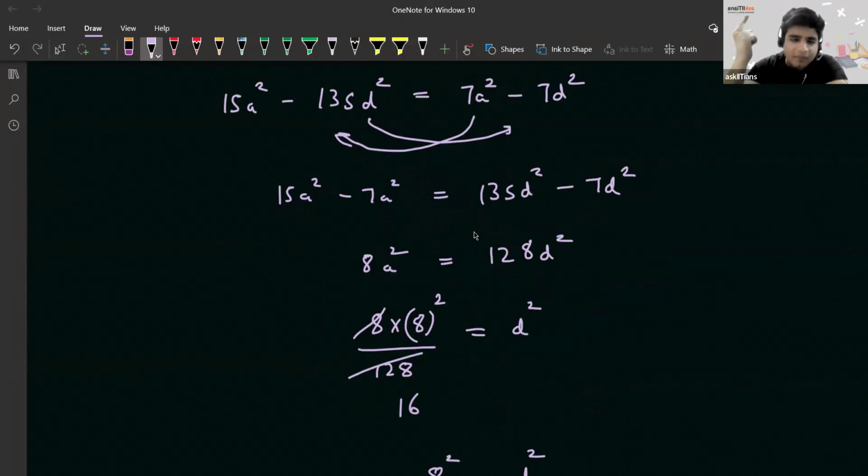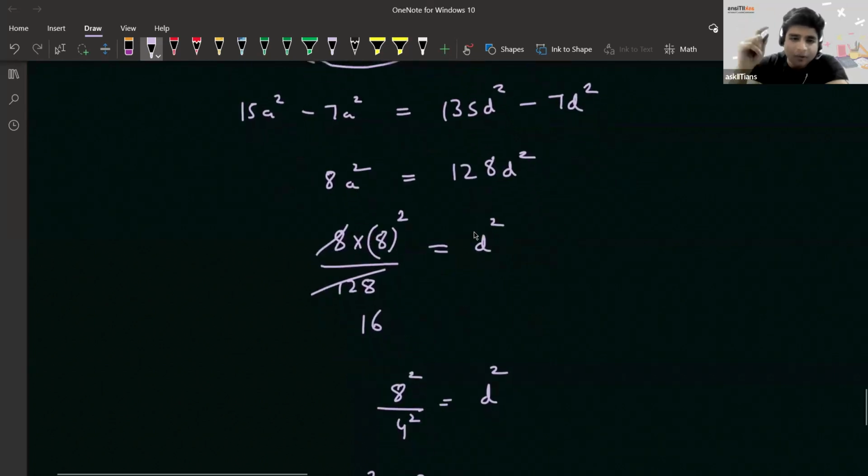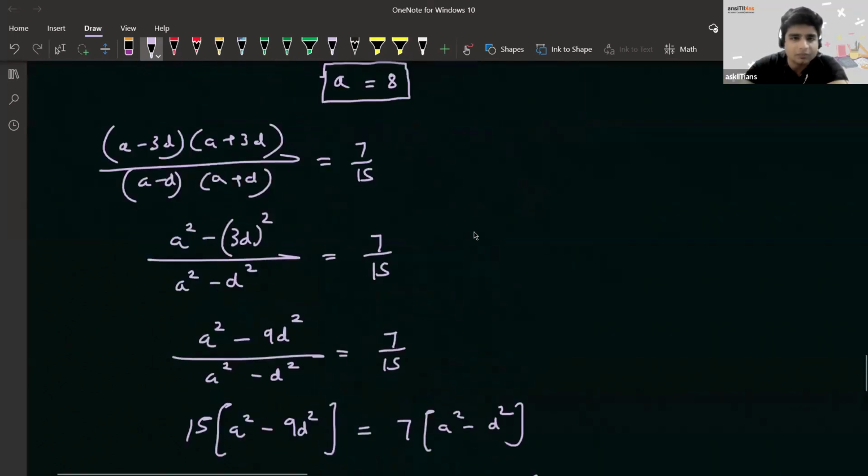Just give me a second. I'll just check my calculations very fast. Also, please, everyone, please check the calculations if they are all correct. 15 minus 7, that's 8. Indeed, it is 8, right? And 8 square, that is also correct. 128. 8 divided by 128, so 48. 8 divided by 48, 16. That is correct. And no, I don't think there is any problem over here. Everything is correct, everyone.